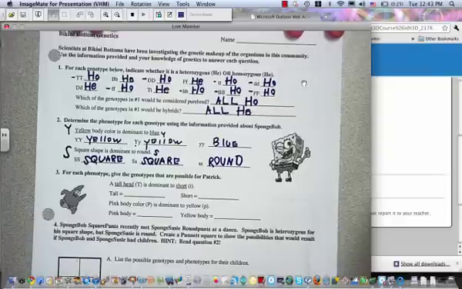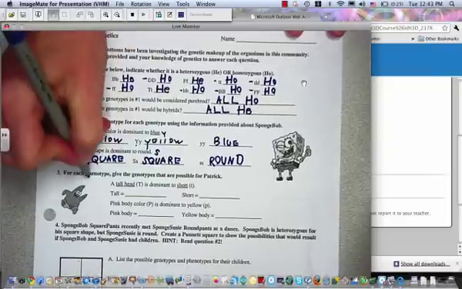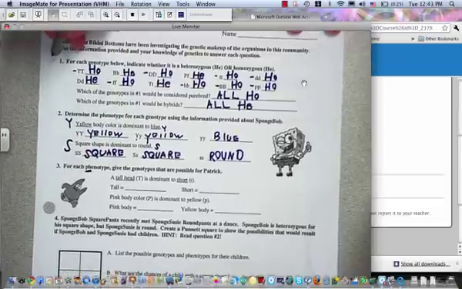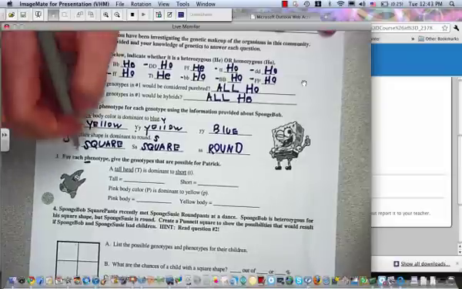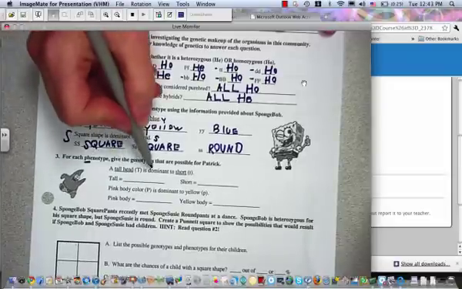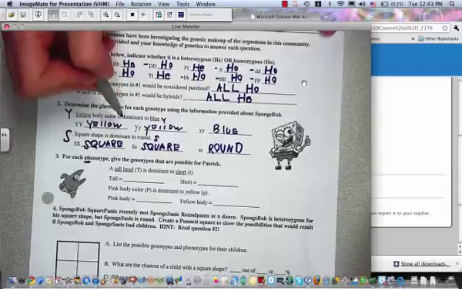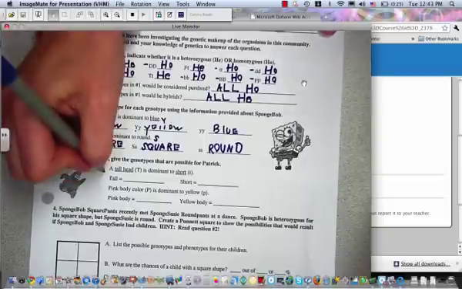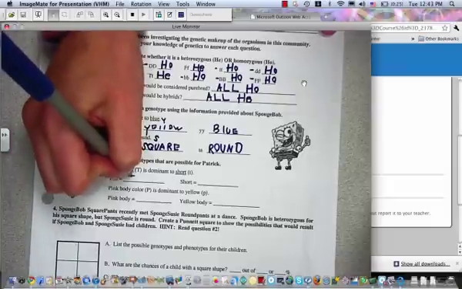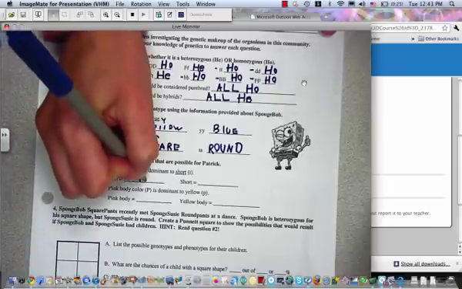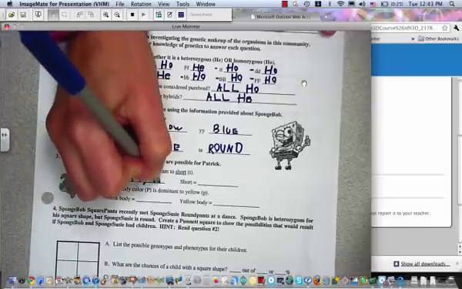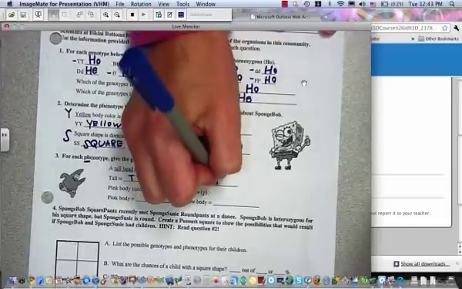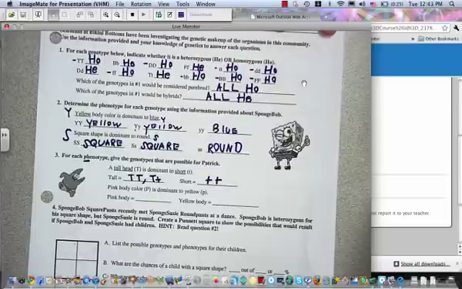Three, for each phenotype, that's the physical appearance, give the genotypes that are possible for Patrick. Tall head, capital T, is dominant to short. So the possibilities for the genotype to show that someone is tall would be either capital T, capital T, or capital T, lowercase t. The only way that he could be short is if he had two lowercase t alleles.